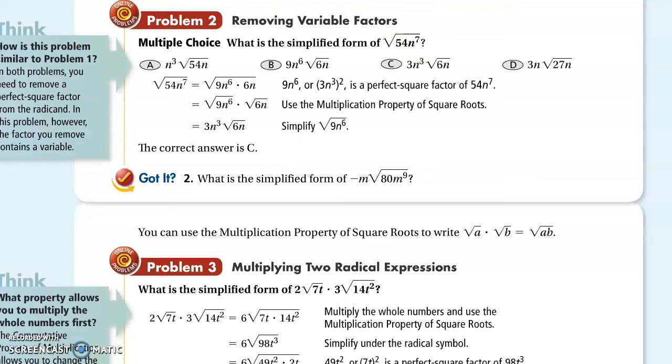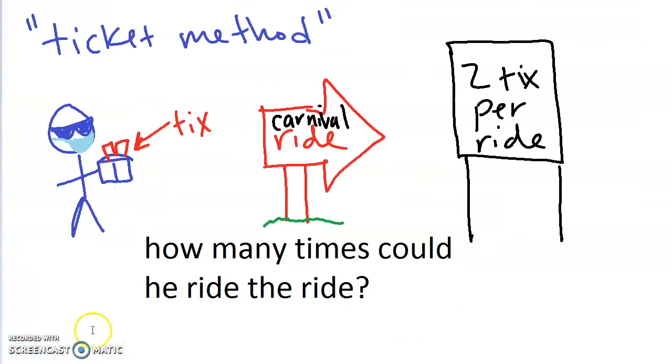This is called the ticket method, and I have a little illustration to help us understand what the ticket method is. Now let's say that this is you, and you are at the carnival. I even gave you a little face mask as a sign of the times. You notice that the ride you want to go on costs 2 tickets per ride. And in your wallet, you have exactly 2 tickets. How many times could you ride the ride? Well, if it costs 2 tickets and you have 2 tickets, you can ride the ride exactly 1 time.